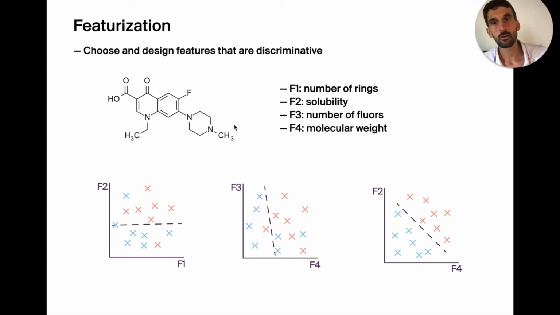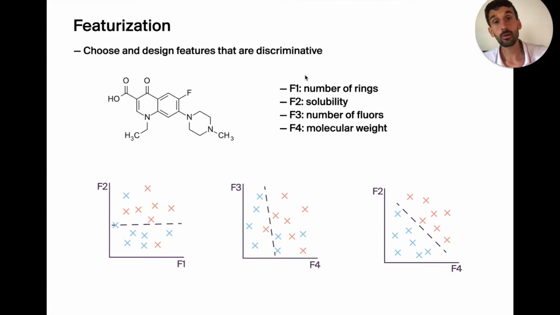How does it work? If you are a chemist, you will recognize this is a small molecule that has some interesting features. For instance, one of the features is the number of rings. This molecule has 3 rings. Another potentially interesting feature is the solubility. This is something that we can quantify, for instance, by counting the number of nitrogens and oxygens that the molecule has. The more nitrogens and oxygens, the more soluble in water this molecule is probably going to be. The number of fluors we can also quantify, and the molecular weight, for instance. The more atoms the molecule has, the heavier it's going to be.